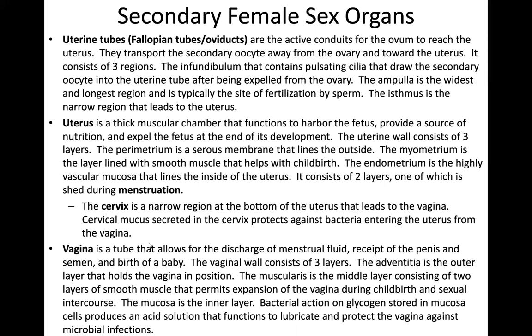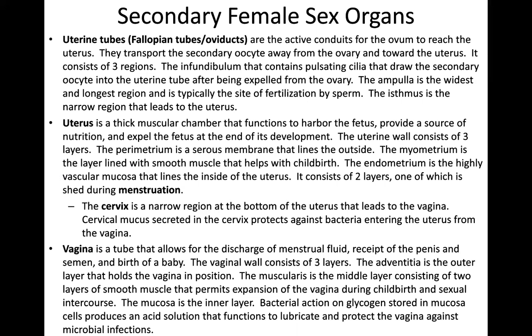What's really cool is that within the cervix there's cervical mucus that's secreted, which protects against bacteria that may enter the uterus from the vagina. And speaking of the vagina, it's a tube allowing for discharge of the menstrual fluid, receipt of the penis and semen, and then the birth of the baby.